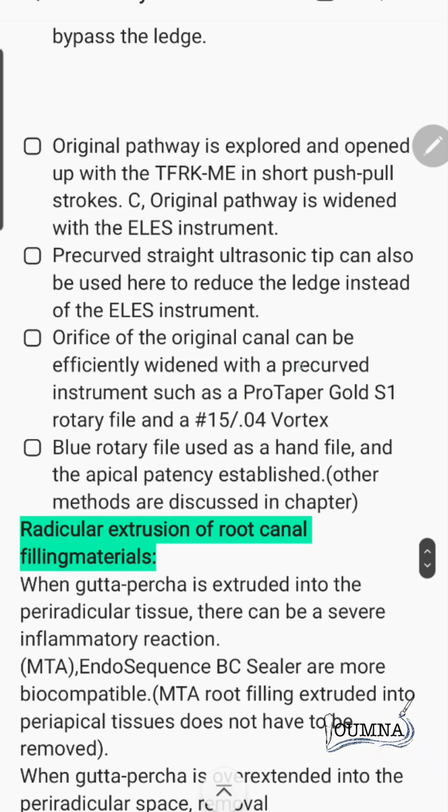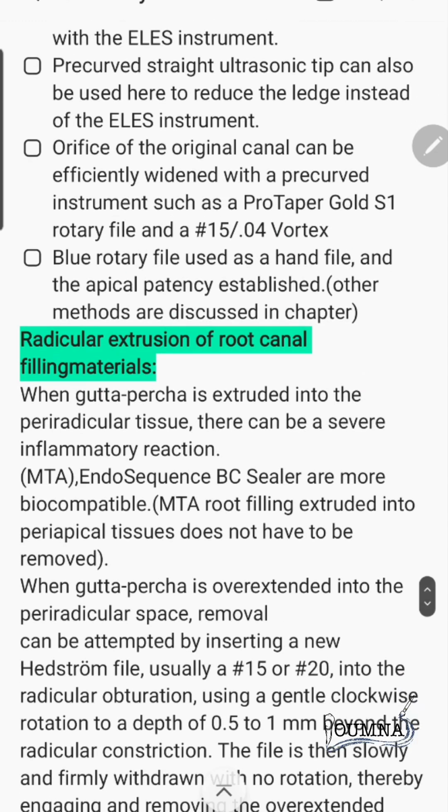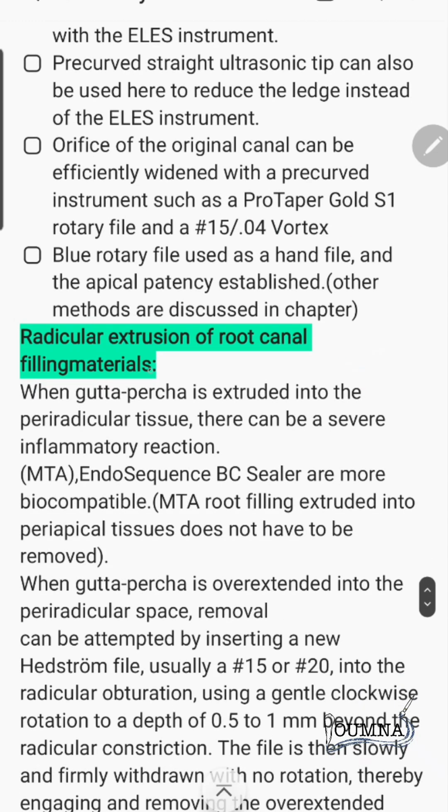A pre-curved straight ultrasonic tip can also be used here to reduce the ledge instead of this instrument. The orifice of the original canal can be efficiently widened with a pre-curved orifice opener rotary file. Then, a blue rotary file is used as a hand file and the apical patency is established. Other methods are discussed in the chapter.